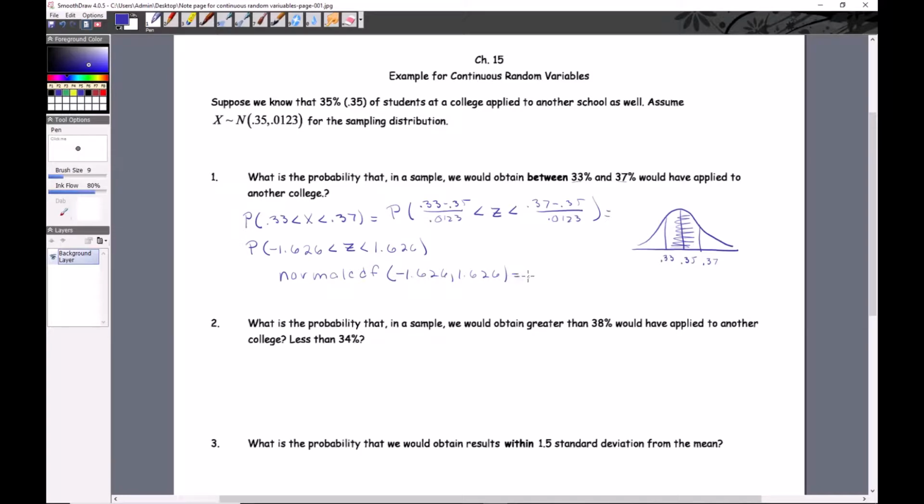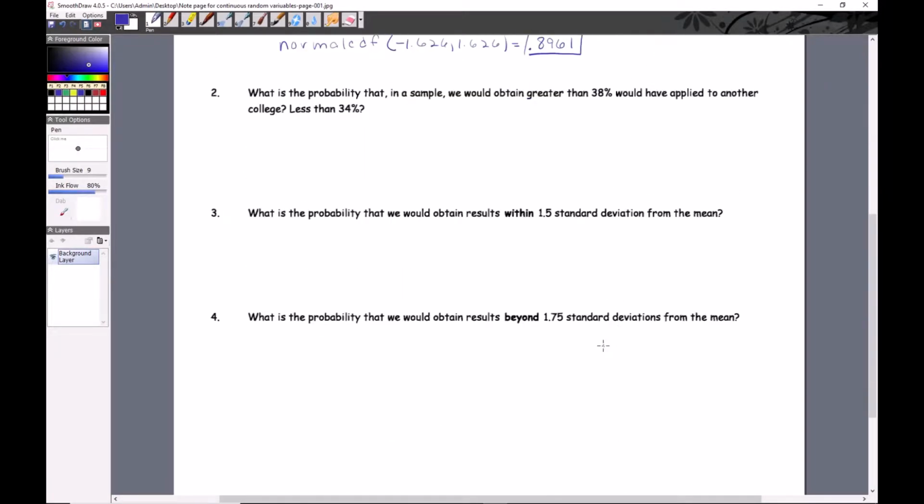And you put that in your calculator, and you should get a fairly big number, 0.8961. Almost 90% of your samples would be between those two. And it makes sense because you're right here in the center where the peak is, and most of your area is located there. So that's the old school way. I think we're going to just roll back into the new school way of doing things.